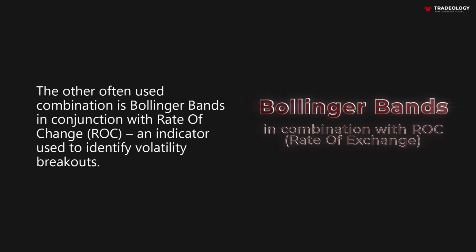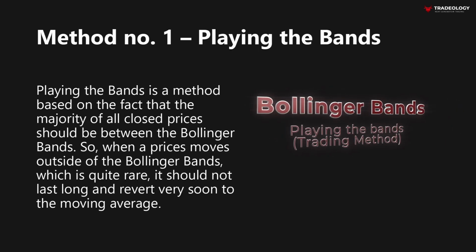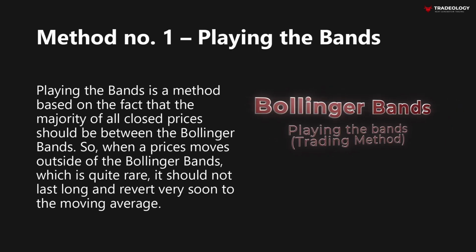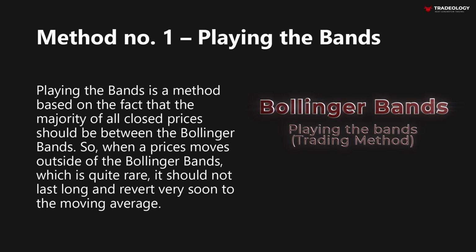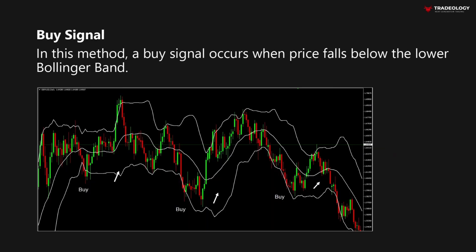So, playing the bands is a method based on the fact that the majority of all closed prices should be between the Bollinger Bands. So, when a price moves outside of the Bollinger Bands, which is quite rare, it should not last long and revert very soon to the moving average. Having a look at the image, in this method, a buy signal occurs when price falls below the lower Bollinger Band. As indicated on the image, you can see clearly in the 3 spots indicated that price has moved below the lower Bollinger Band.